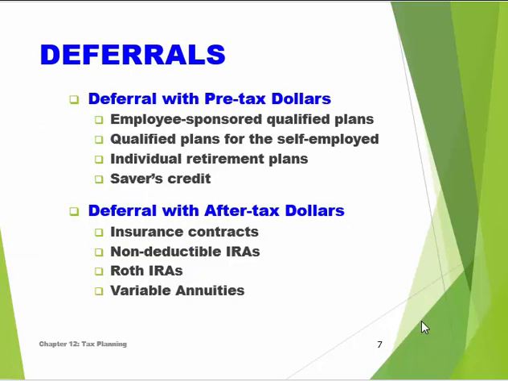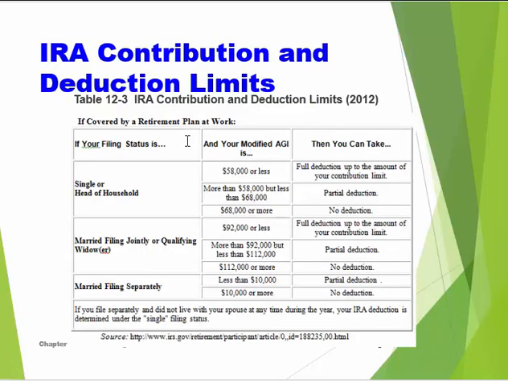Tax deferrals could be done with either pre-tax dollars or after-tax dollars. Most of us are associated with the after-tax dollars. We have insurance contracts, non-deductible IRAs can be after-tax dollars, Roth IRAs, variable annuities. These are all things that are done after our paycheck, and they are deferred income. Deferral with pre-tax dollars is the stuff that we do that is the qualified kinds of plans that we'll talk about in some later chapters.